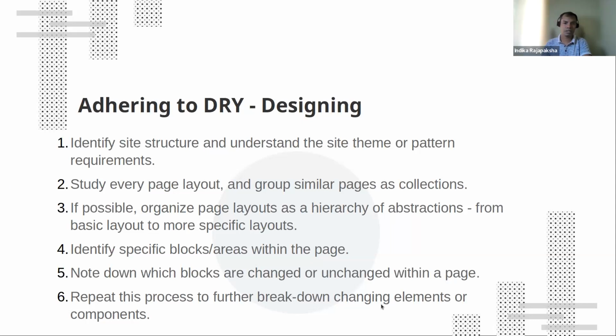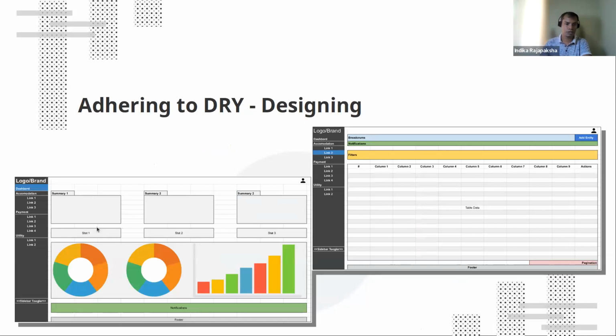Right? So I will give you an example. Here's a design I got from a designer for a client. If you try to identify the layouts and other stuff, you can see that we have a sidebar in both pages. And if you go to this dashboard page, you can see that we have 3 repeating blocks: summary 1, summary 2, and summary 3. And also here we have stat 1, stat 2, and stat 3.